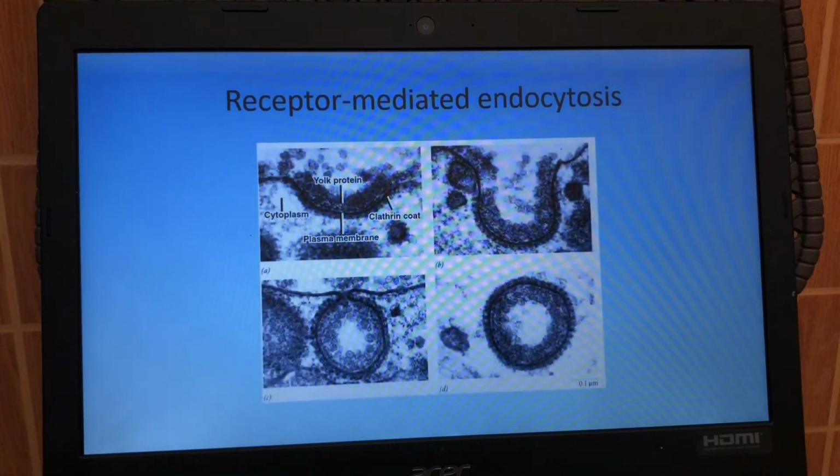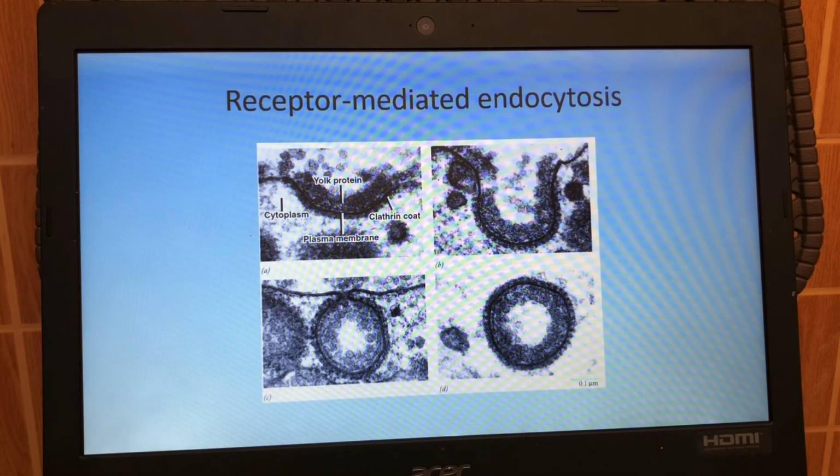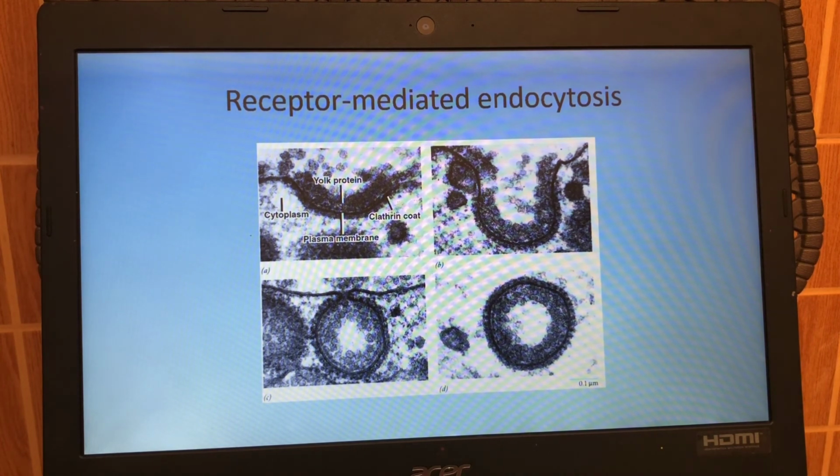Receptor-mediated endocytosis. This sequence of micrographs shows the steps in the uptake of yolk lipoproteins by the hen oocyte. In A, the proteins to be taken into the cell are concentrated on the extracellular surface of an indented region of the plasma membrane, forming a coated pit. The cytosolic surface of the plasma membrane of the coated pit is covered with a layer of bristly, electron-dense material containing the protein clathrin.